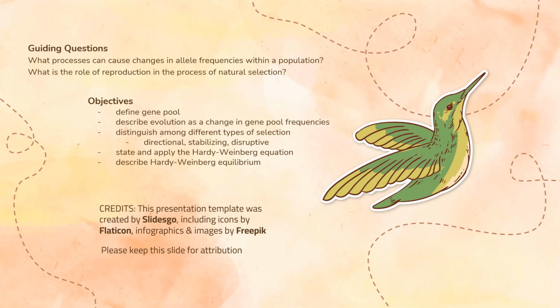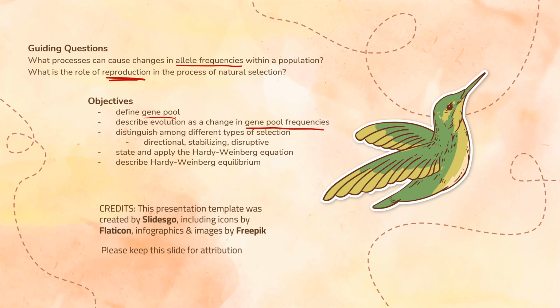And on that note, my friends, we have accomplished another video lecture. We talked about these guiding questions, processes that cause changes in allele frequencies, all those kinds of selection, and the role of reproduction in the process of natural selection. We must be passing traits on to offspring for natural selection to drive evolution. We defined gene pool, all the alleles for a trait in a population. We talked about evolution as the change in gene pool frequencies.